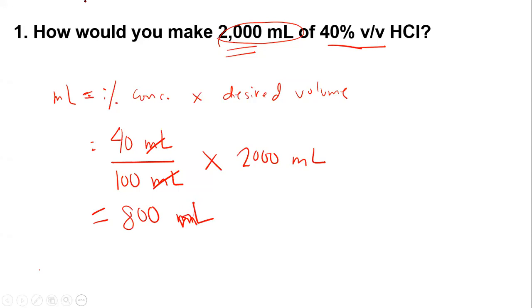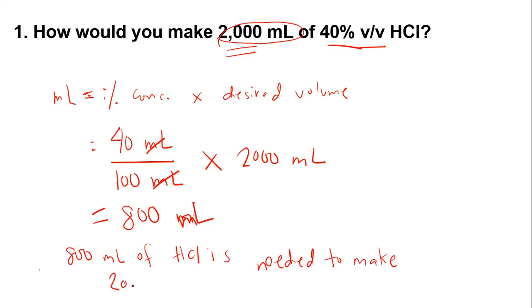So, you can say 800 ml of hydrochloric acid is needed to make 2,000 ml of a 40% V over V solution. Or you can say, para mas better, HCl solution. Okay? And then this is the one that you're going to box.